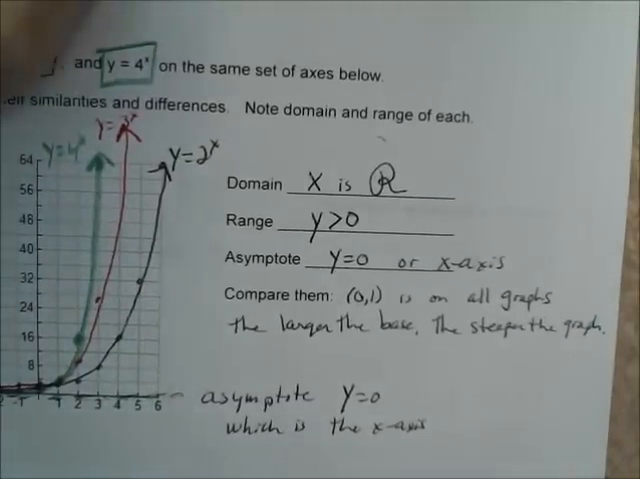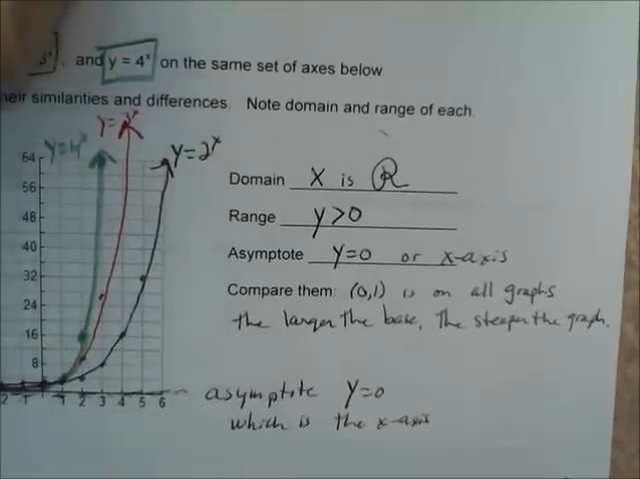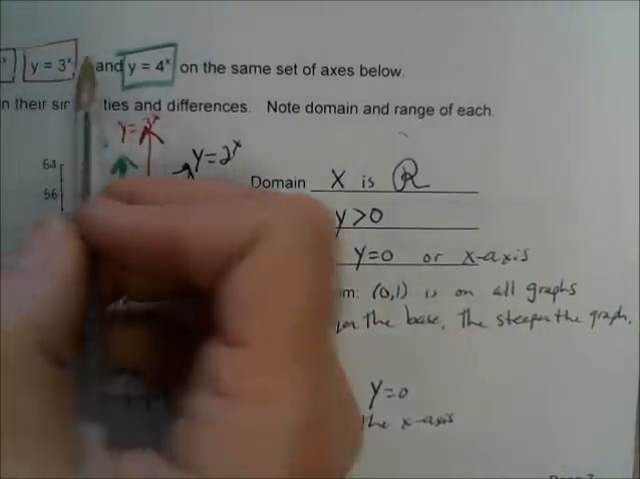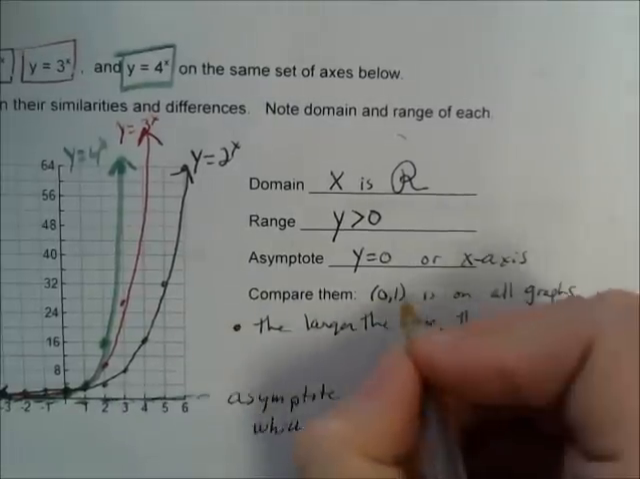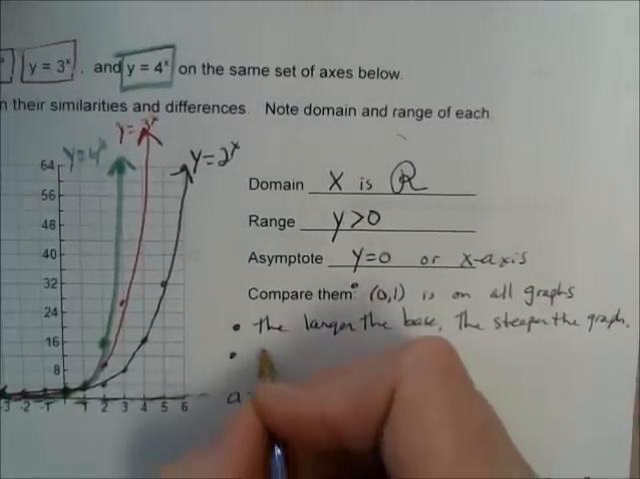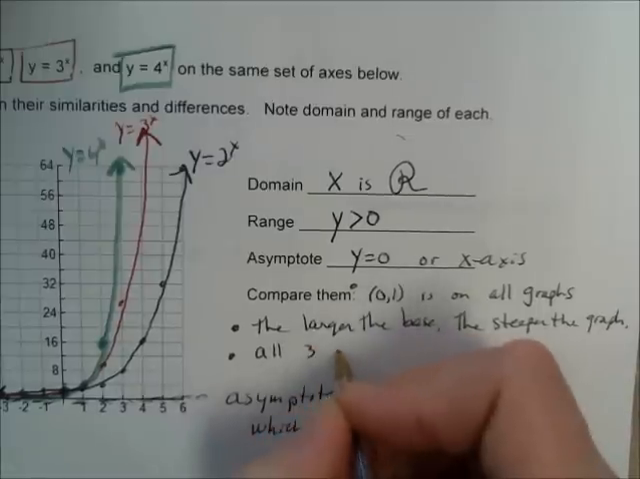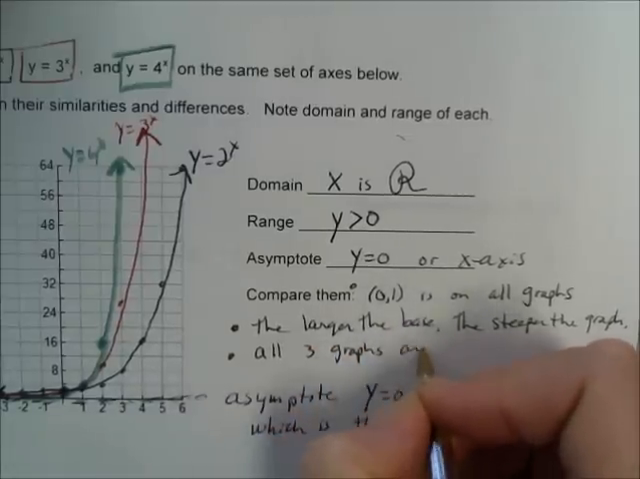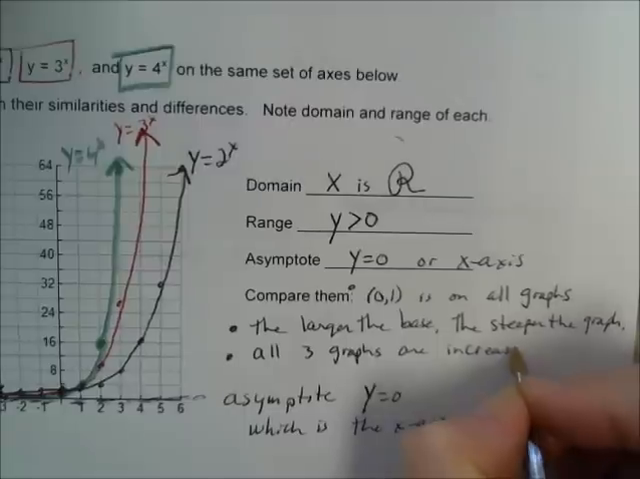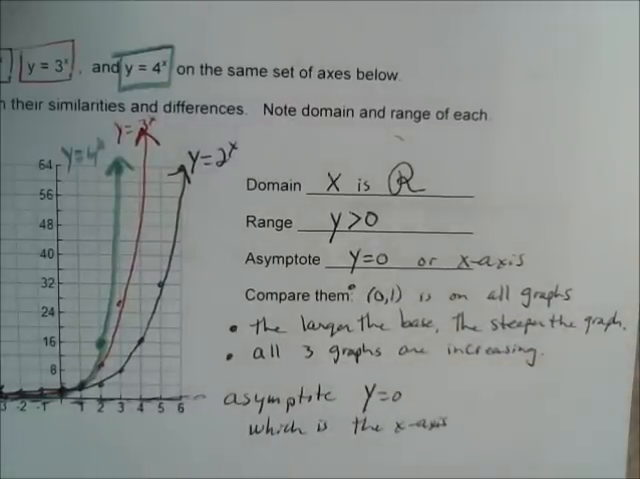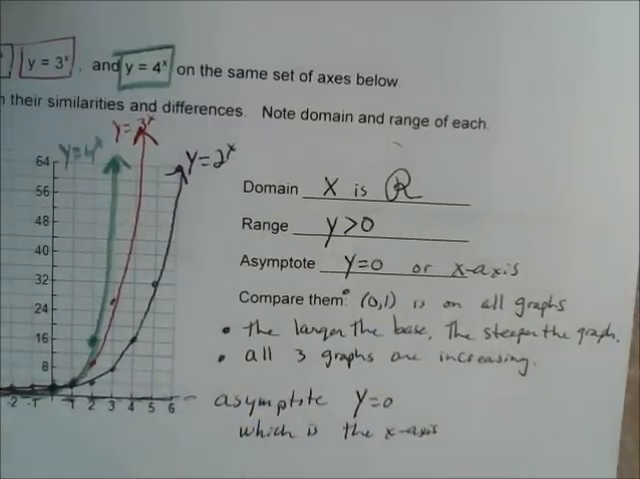And then the last thing that we can compare is all three graphs are increasing because all three bases are greater than 1. So here's one comparison, here's two comparisons. All three graphs are increasing. And you might be able to think of some other similarities between them. They all have the same asymptote, y equals 0. All exponential functions. Looks like they all go up very, very quickly. But that's it for today, and tomorrow, on Monday, we'll get some practice for this.